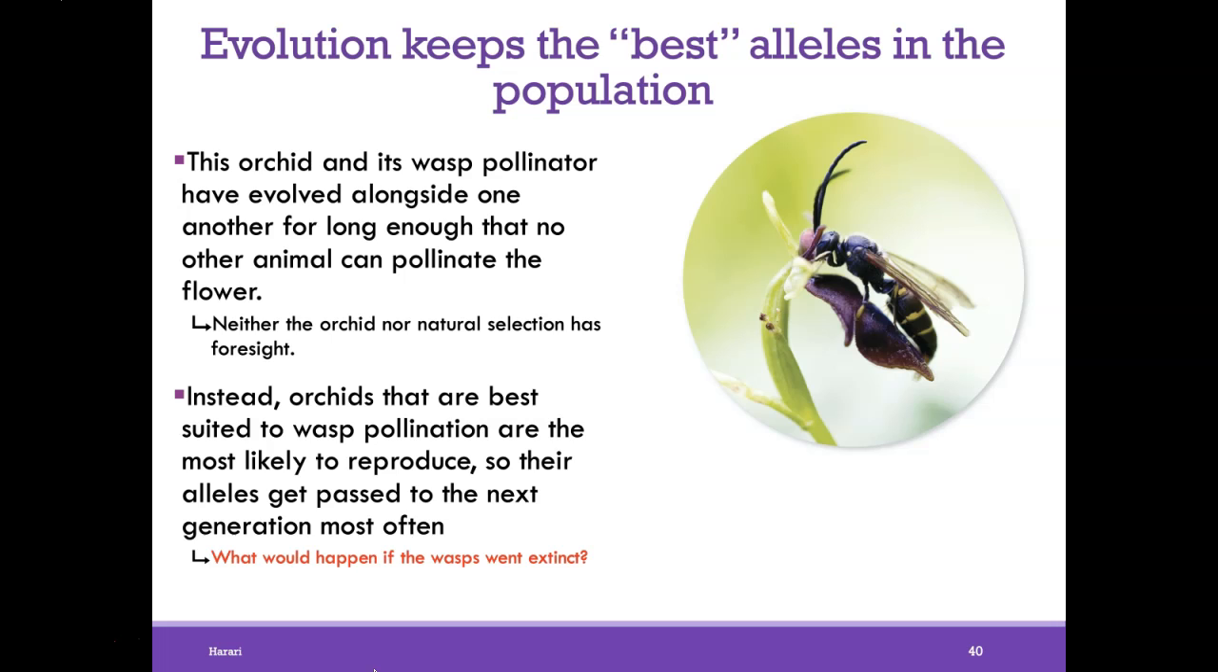So again, evolution is not perfect because what would happen if the wasps went extinct? Right, so would the orchid.